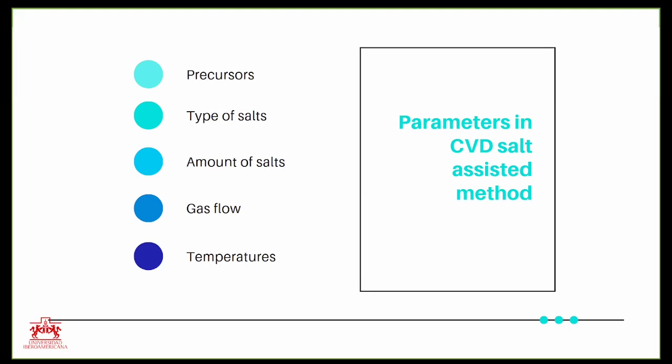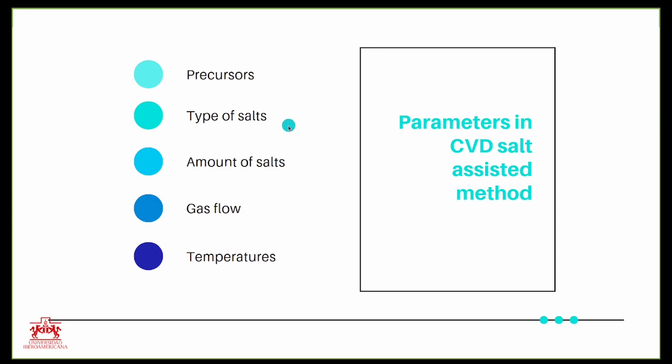Okay, the main parameters in the CVD salt-assisted method are the precursors. Well, this depends on the material that we are going to synthesize. The precursors will be a metal oxide and a chalcogenide. It is important to emphasize that the position of the substrate is also important in the realization of the synthesis, being a parameter to be defined from experimentation. So we have to do a lot of experiments to know where to put our substrates and our precursors.